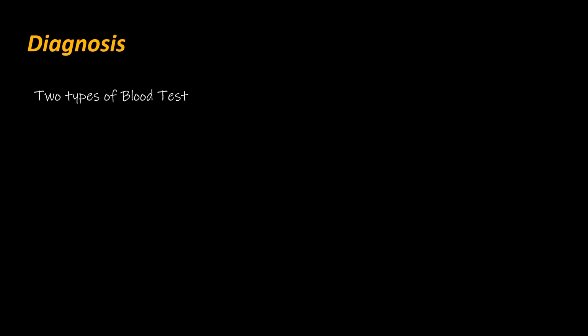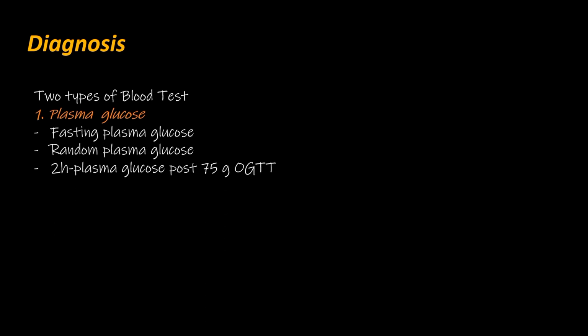So for screening of diabetes, two types of blood tests are used. Plasma glucose, which includes fasting plasma glucose, random plasma glucose, and the 75-gram oral glucose tolerance test. And the second test is HbA1c.